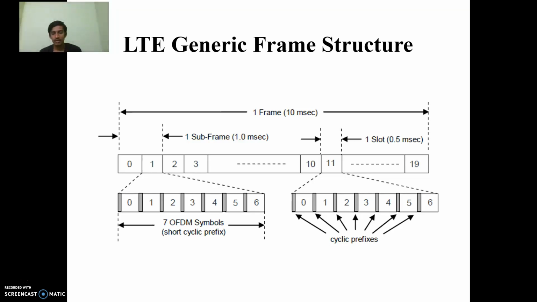In the figure, LTE frames are 10 milliseconds in duration. They are divided into 10 subframes, each subframe being 1 millisecond long. Each subframe is further divided into two slots. Each slot is 0.5 millisecond in duration. Slots consist of either 6 or 7 OFDM symbols.